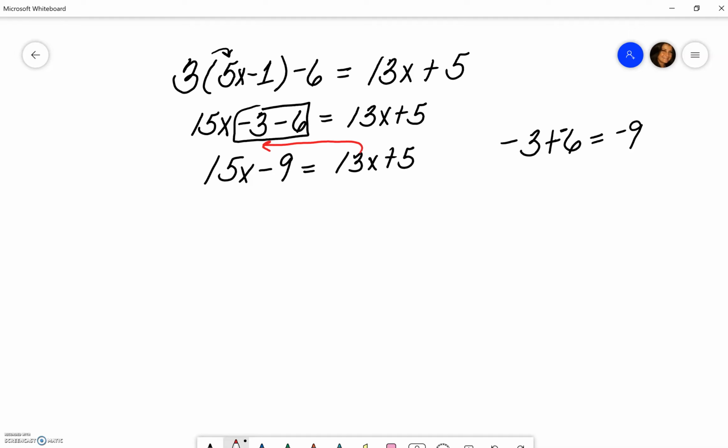So I'm going to take the 13 and bring it over here. So you would subtract out 13x. And what you do to one side, you must do to the other. So now I'm going to rewrite that as 15x minus 9 minus 13x equals, and this zeroed out, 5.